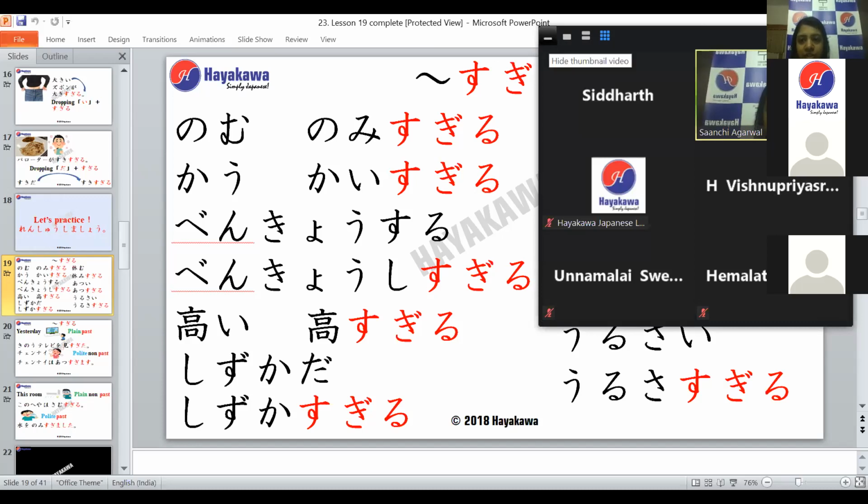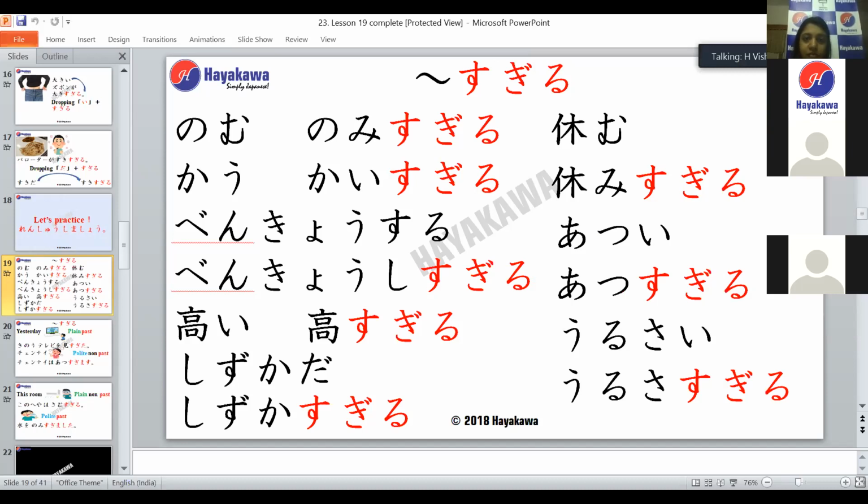Vishnupriya-san, can you try doing this for me? Hi, Sensei. Benkyoshi sugiru. Very good, Vishnupriya-san. Arigato gozaimasu. So the next kyoshi we have is takai, which means expensive or tall, right? Hemalata-san, would you like to try doing this? Hi, Sensei. Taka sugiru. Very good, Hemalata-san. So it becomes taka sugiru.